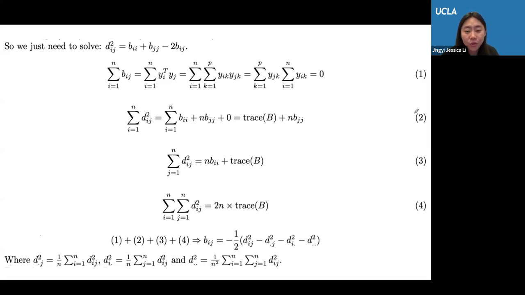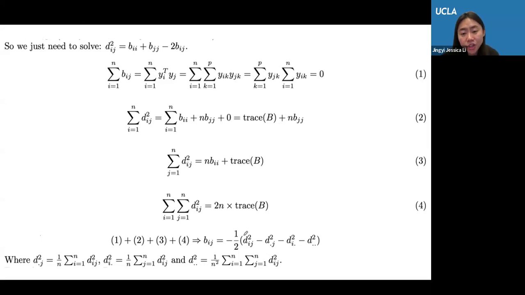With these 4 equations, you can actually solve for b_ij, because you want to solve for b_ij based on the d_ij squared, because D is your input matrix. So essentially, we just need to take the following sums: d_ij squared summed over i, summed over j, and the double sum. Of course, we need to do some normalization to divide by the number of entries in the sum.